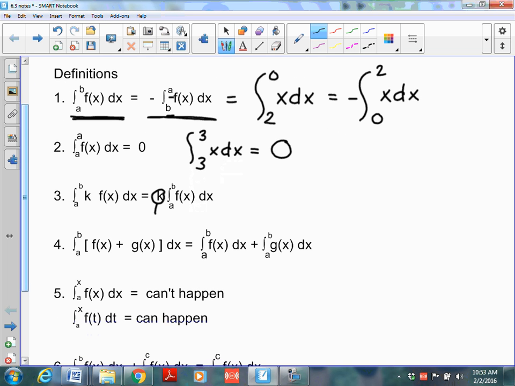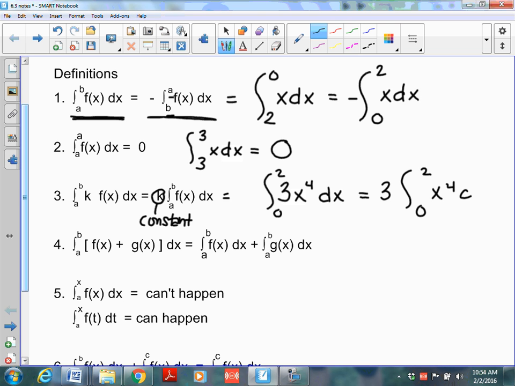K stands for constant. Remember the rule that I said about deriving constants? Do you remember that rule? The rule is to just carry the constant along to derive. Same thing with integration. If you see the integral of 3x to the 4th dx from 0 to 2, if you don't want the 3 in there, you can take the 3 out and only integrate the x to the 4th. I don't know why you would do that in this situation, but you will use this.